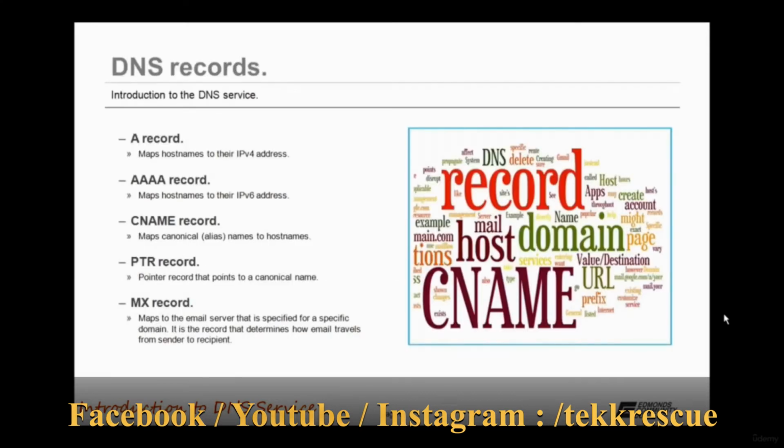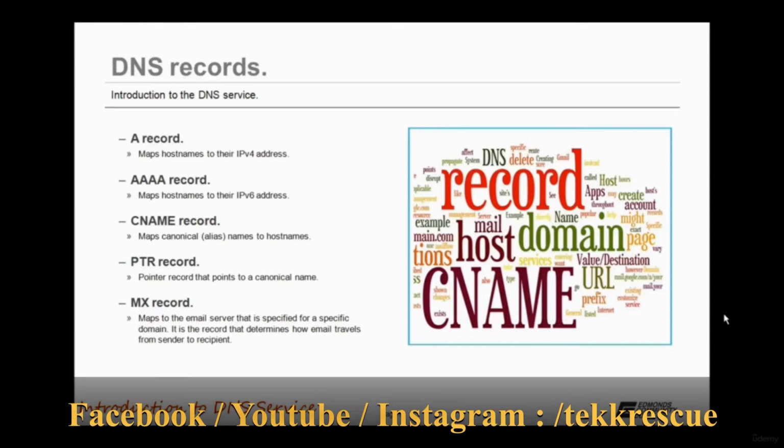The first record that we're going to talk about is the A record. Now, the A record maps host names, or FQDNs, to their respective IPv4 addresses. Closely associated with the A record is the AAAA record, or quadruple A record. This maps the FQDN to its respective IPv6 address. Then there's the CNAME record.